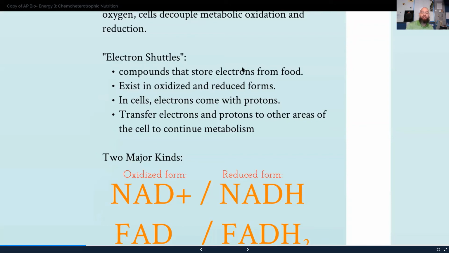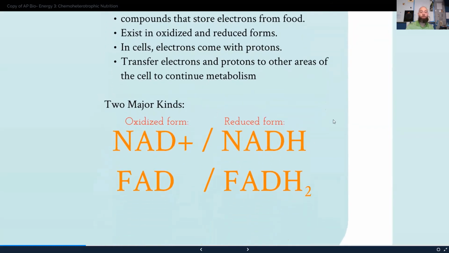In cells, electrons come with protons, and we'll actually be separating these. That's how we will be oxidizing and reducing things. Transfer electrons and protons to other areas of the cell to continue metabolism. That is the main point we were making again. It's going to be carrying them from one part of the reaction to another.